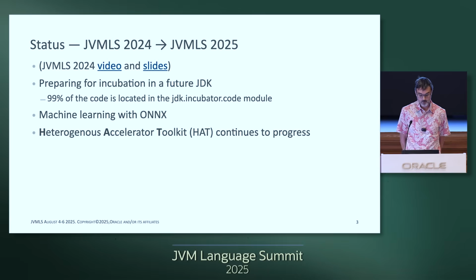We've done a lot of work with ONNX and machine learning that Adam will talk to you about. And there's progress on the Heterogeneous Accelerator Toolkit, HAT, which is a programming model and platform for leveraging GPUs that leverages Panama and code reflection. And we just have 2 new hires in there too. So we expect to see, no pun intended, more acceleration on the HAT stuff going forward.